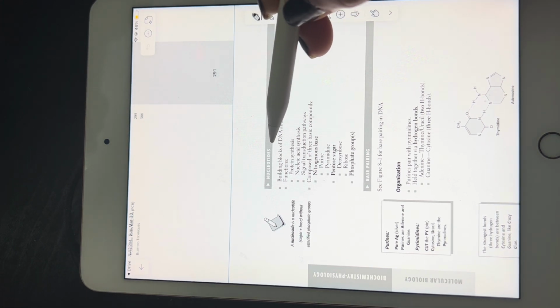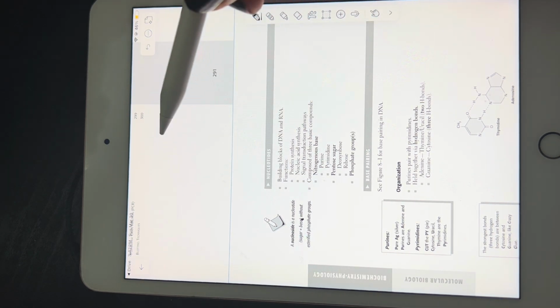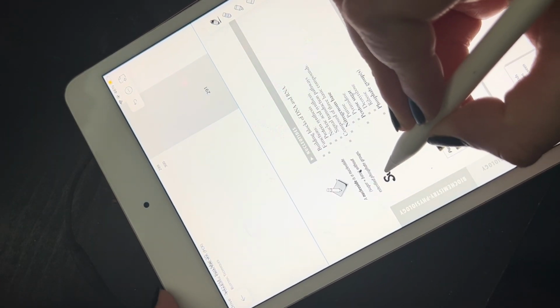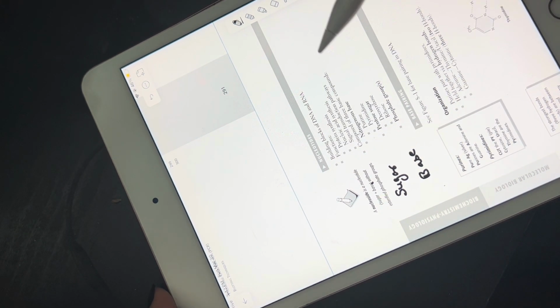So remember, first of all, the difference between a nucleotide and a nucleoside. In a nucleoside, we have only sugar and base. So there is no phosphate group. Whereas in a nucleotide, we have a phosphate group. In the base, whether it's a nucleoside or nucleotide, we have two types: purine and pyrimidine. And the pentose sugar is either ribose or deoxyribose.